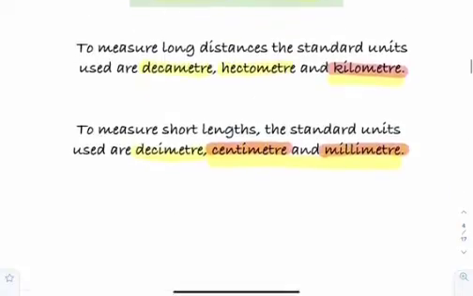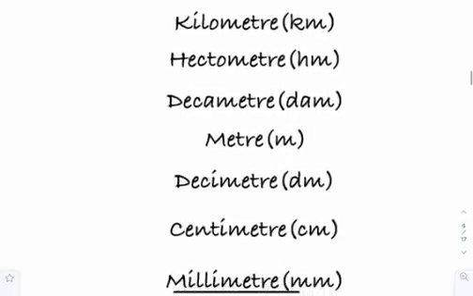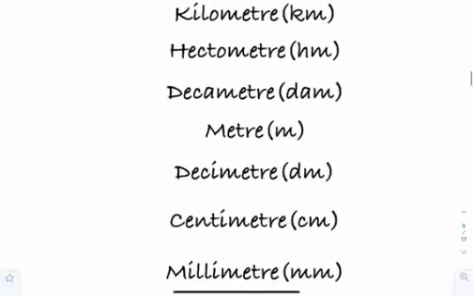I hope all of you have understood, children. Now, how do we place them as per their place value? Usually, the highest place is for kilometer. The next are hectometer, decameter, meter, decimeter, centimeter, millimeter. I hope all of you have understood.